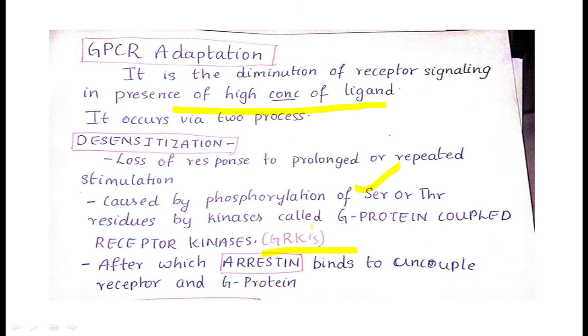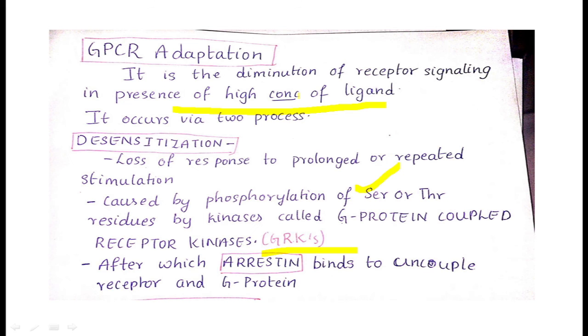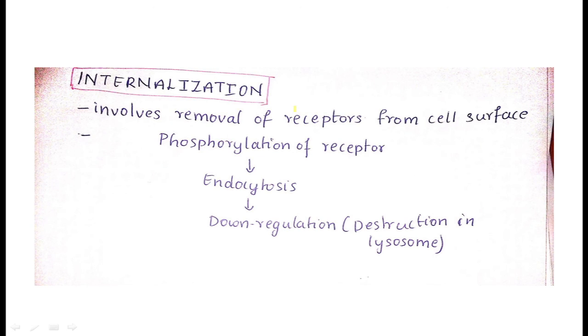Then we have internalization. It involves removal of receptors from the cell surface. Internalization means two processes. One is desensitization, where we are desensitizing the receptor. The other one is internalizing the receptor and killing the receptor. It causes destruction. Endocytosis will happen and the receptor is destroyed in the lysosome.